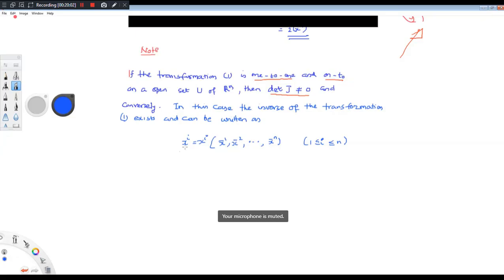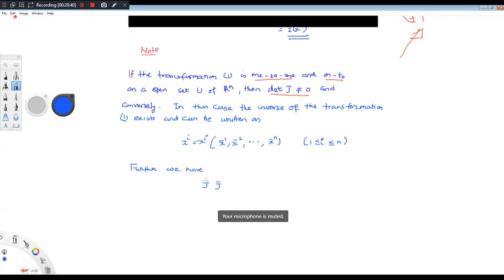Now see, it is just the reverse of the first equation. In the first, it was x bar i equal to x bar i of x1, x2, etc. So it's the reverse. This transformation finds xi in terms of xi bar. So it is a reverse transformation. Further we have J into J bar.